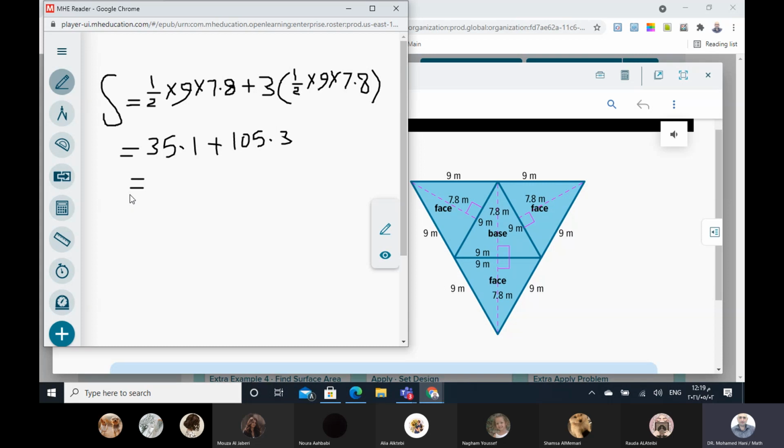Now we have 35.1 plus 105.3. So the answer will be 140.4. Who can tell me what the unit is here? Meter squared. Meter squared.